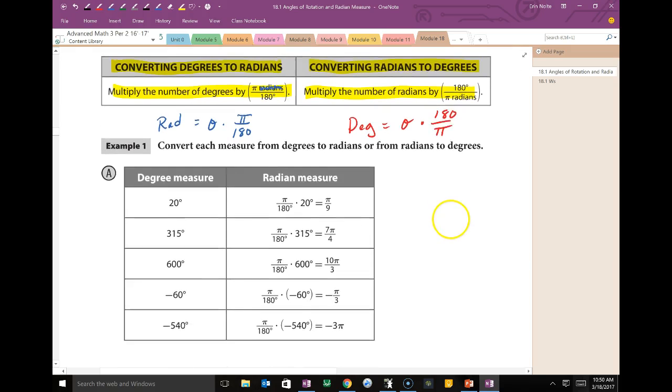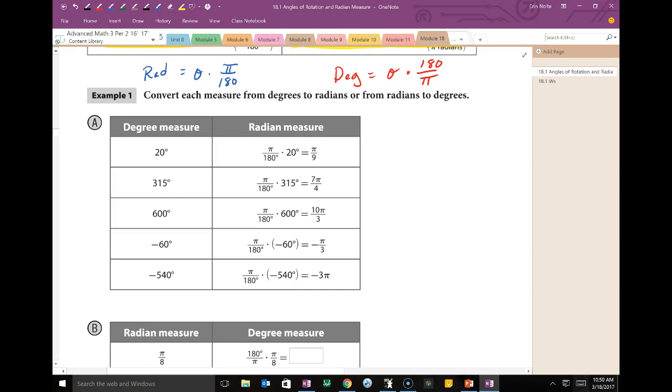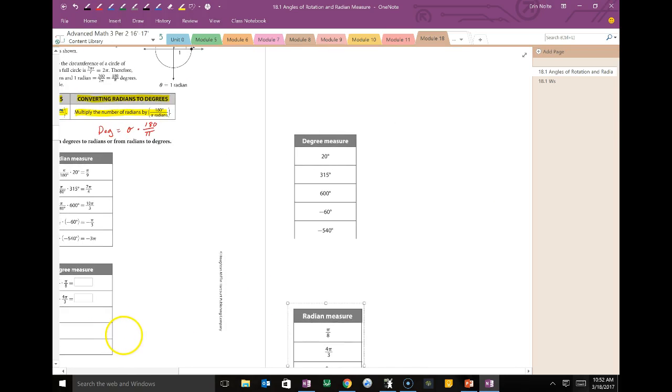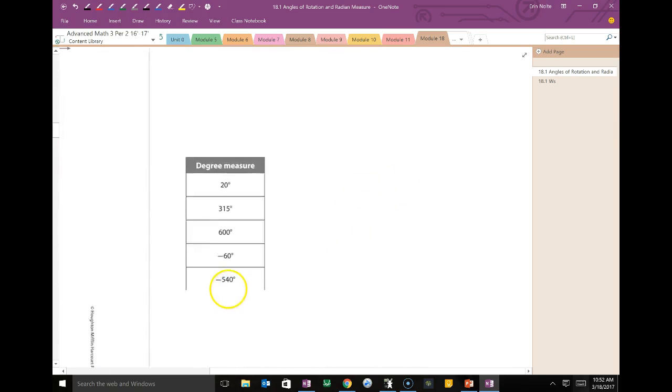So, to do some practice, I'm going to pause this for a second and get some. Okay, so let's do some practicing here.